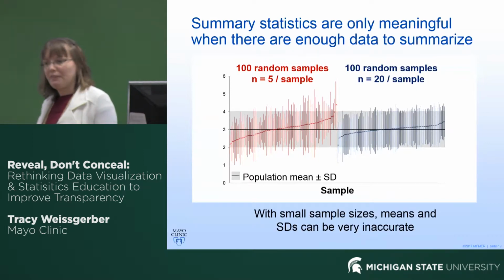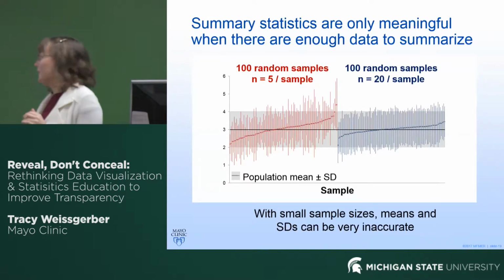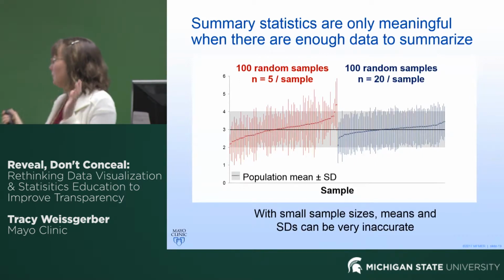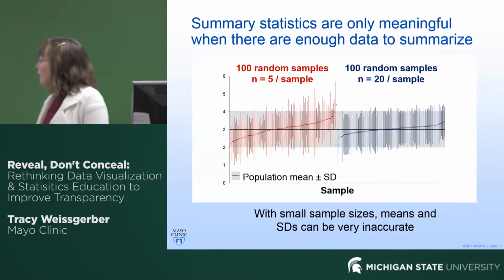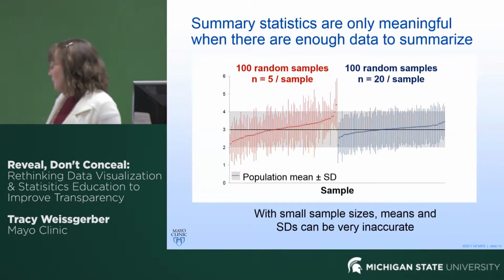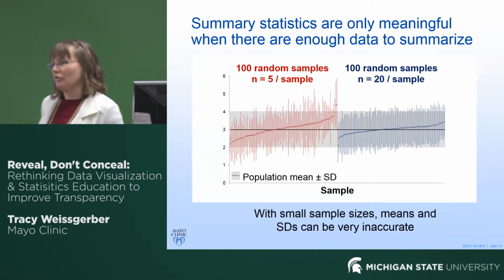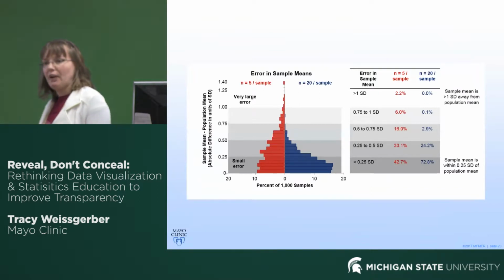If you're working with a small sample, you're going to have less accuracy in your estimate, and there's no way to know which of the specific samples from this or any other possible sample you might have drawn. So you don't know how far off you're going to be. So this is the type of visualization that we use to show that with small sample sizes, means and standard deviations can be very inaccurate. We then go to something like this, which helps to quantify, okay, accurate.